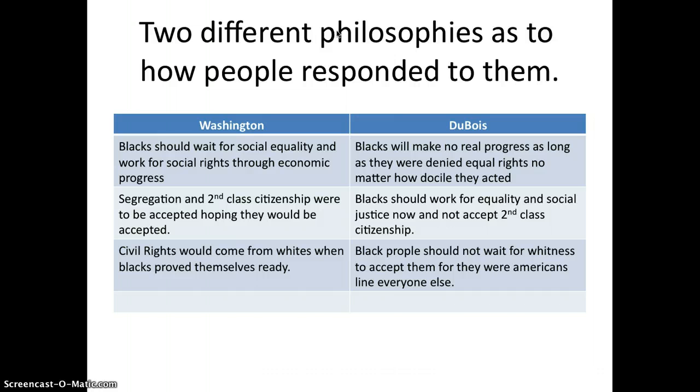Washington's idea of segregation was that being a second-class citizen should be accepted. Du Bois believed that they should have equality in everything right away. Washington believed civil rights would come when blacks proved themselves to whites. He believed that the whites wanted the blacks to prove themselves. Du Bois simply believed that blacks should not wait for whites to accept them, but to become accepted immediately.